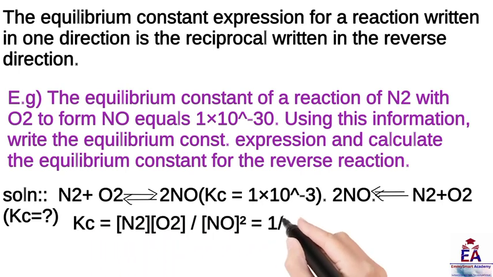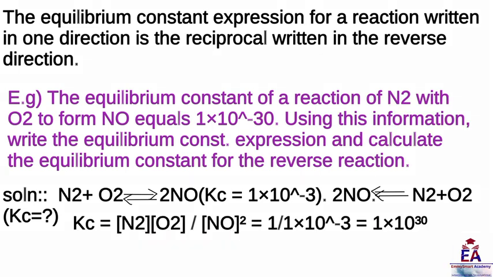So for the reverse reaction, that's what we're looking for. For the reaction itself, we said that Kc is 1 times 10 raised to the power minus 30. So for the reverse, we're going to have 1 over 1 times 10 raised to the power minus 30, and it is 1 times 10 raised to the power 30.